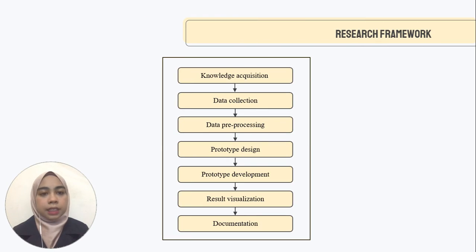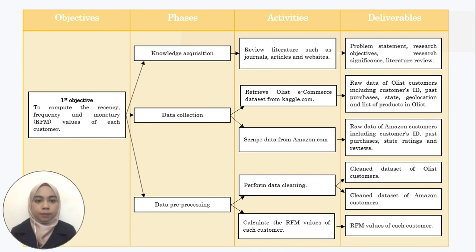So this is the research framework, which consists of 7 main phases, which are knowledge acquisition, data collection, data preprocessing, prototype design, prototype development, result visualization, and documentation. Now, I will explain in detail the objectives to be met, the activities to be carried out, and the deliverables of every phase.